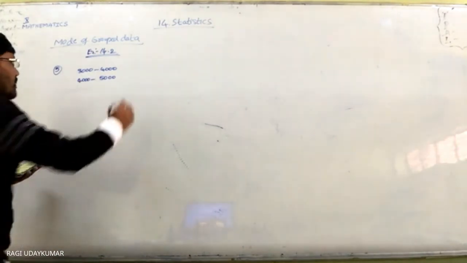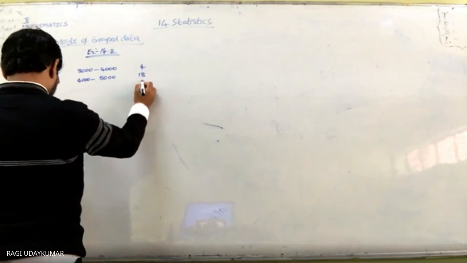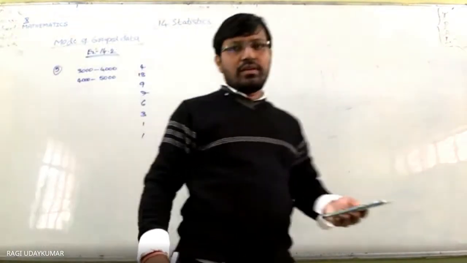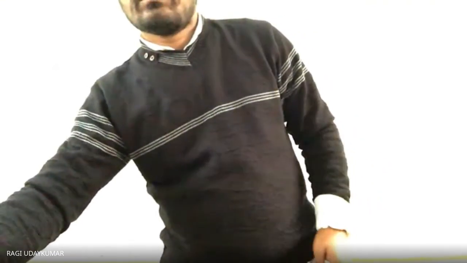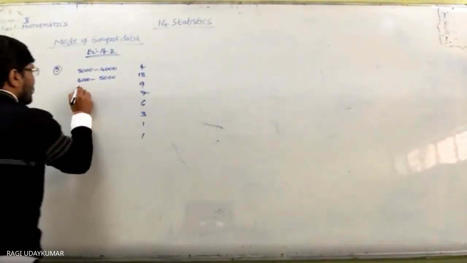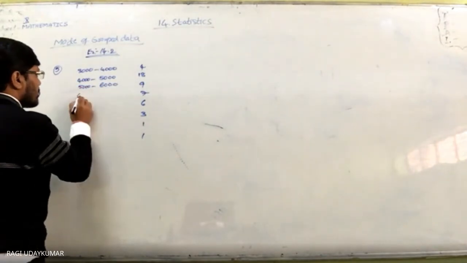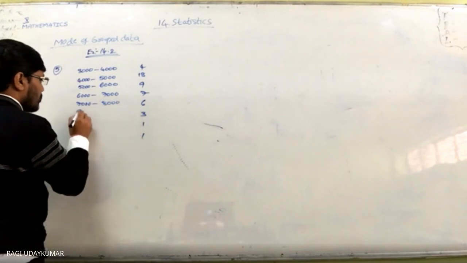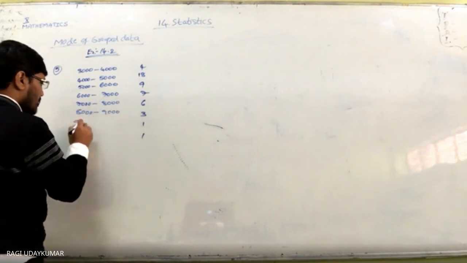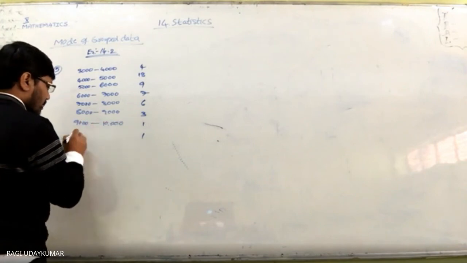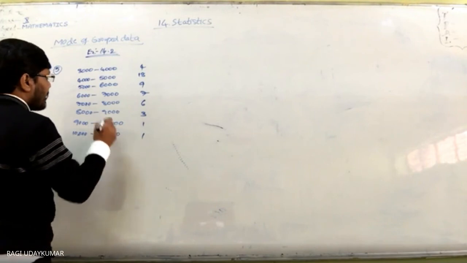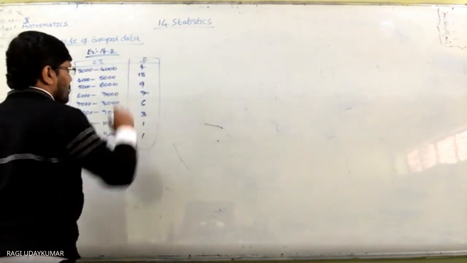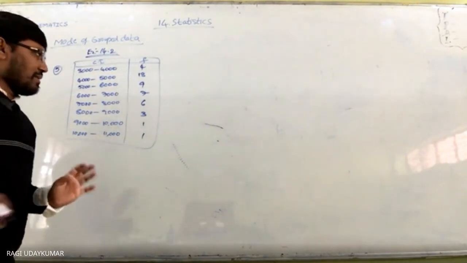Let us write the frequencies here so that you can easily write: 4, 18, 9, 7, 6, 3, 1. Now what do you have after 5,000? This is 5,000 to 6,000, 6,000 to 7,000, 7,000 to 8,000, 8,000 to 9,000, 9,000 to 10,000, 10,000 to 11,000. This is the one day international score of some top cricketers. So these are the class intervals and these are the frequencies. Can anyone say what is the modal class?